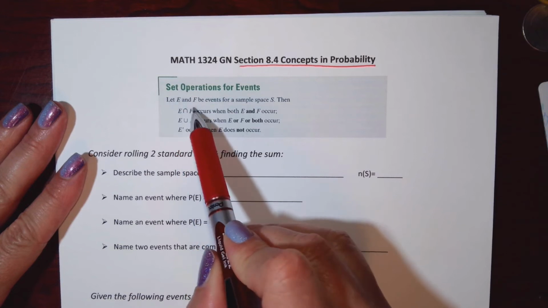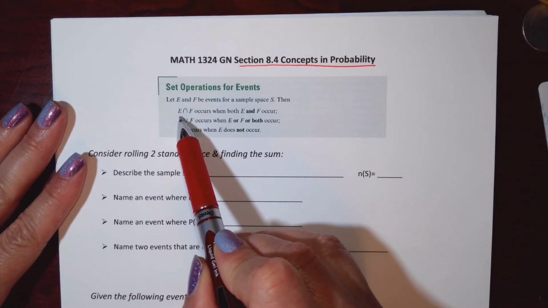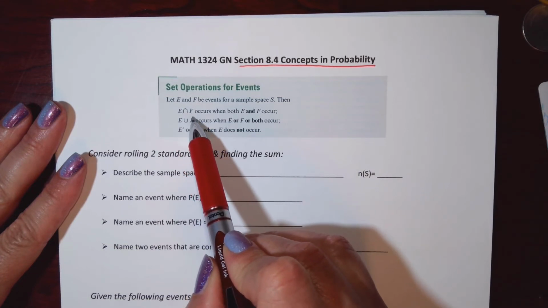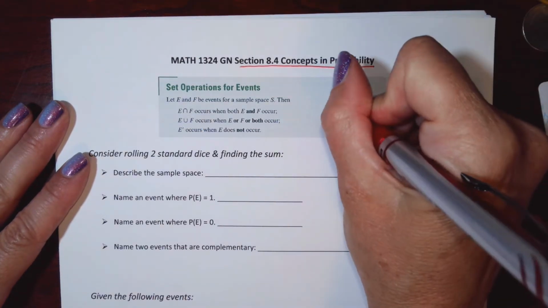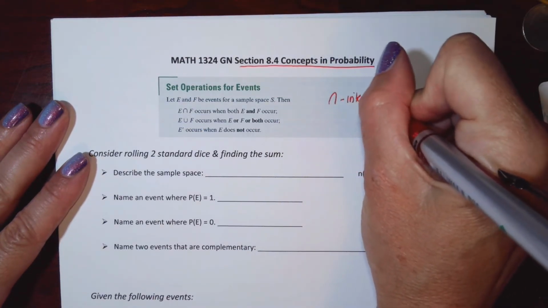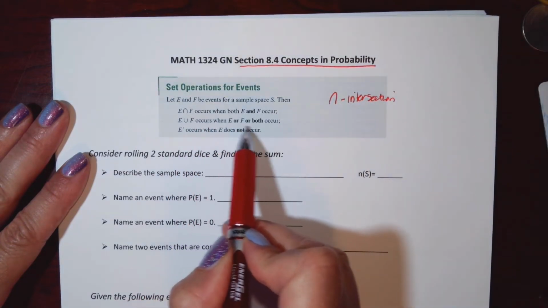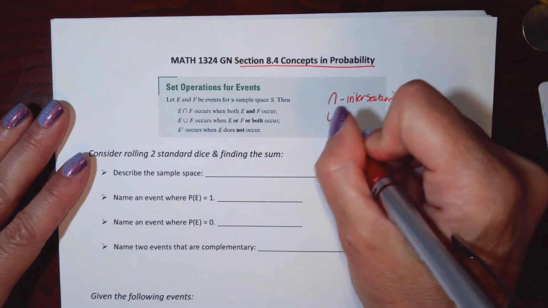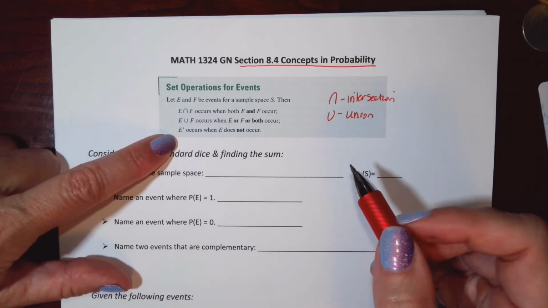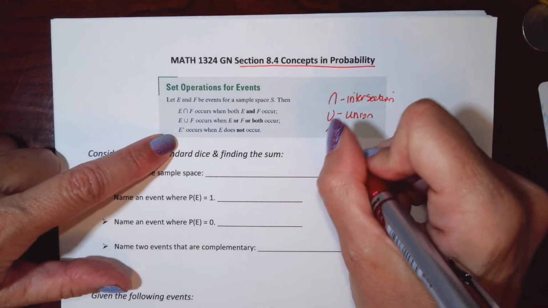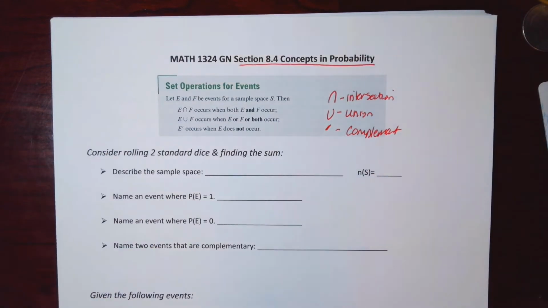So E and F are separate events for the same sample space. Then we can say that E intersect F occurs when both E and F occur. This symbol is my symbol for intersection. E union F occurs when E or F occurs. And then this is complement. When you have an apostrophe, that means complement. It means everything but that event.